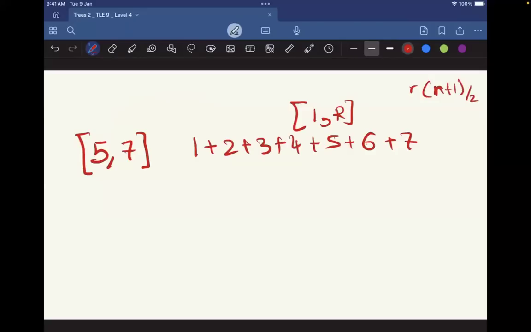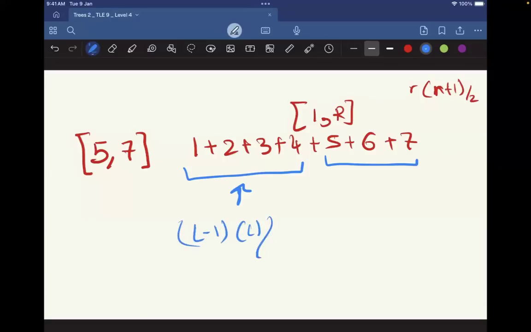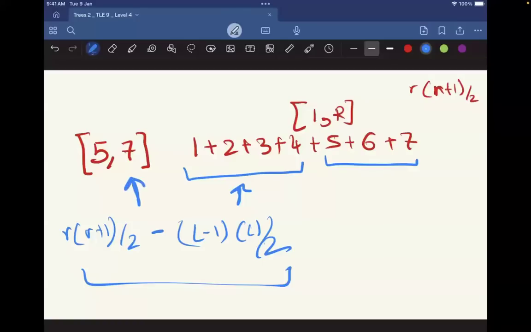Now, I only want 5 plus 6 plus 7. Yes or no? Tell me, Harsh. So I want to subtract the sum of these elements. What is the sum of these elements? Isn't it L minus 1 into L divided by 2? Because it is 4. So 4 into 4 plus 1 divided by 2. This is L minus 1 into L divided by 2. So R into R plus 1 divided by 2 minus L into L minus 1 divided by 2 will give me the sum in this range.